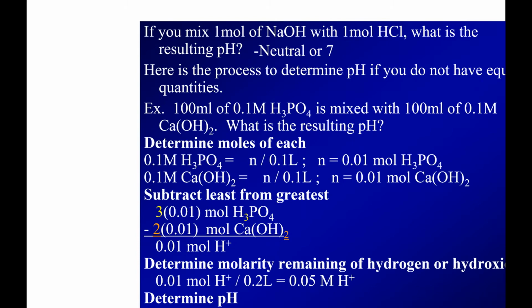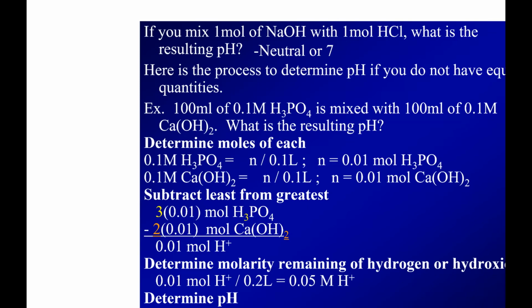So first step, determine the moles of each. So if we have 0.1 molar, what we're going to do is multiply it by 0.1 liters because we have 100 mL. So our molarity formula, molarity equals moles divided by liters, solve for moles. That means we have 0.01 moles of the triprotic acid. Then we do the same thing, and we have 0.01 moles of calcium hydroxide.